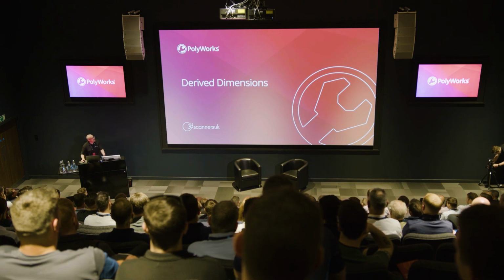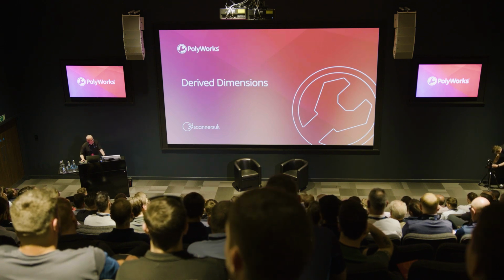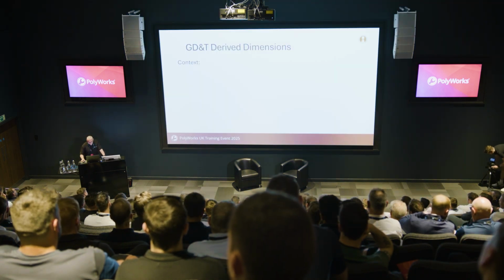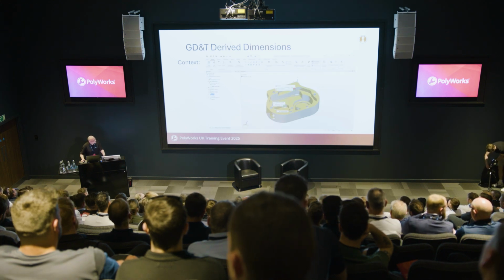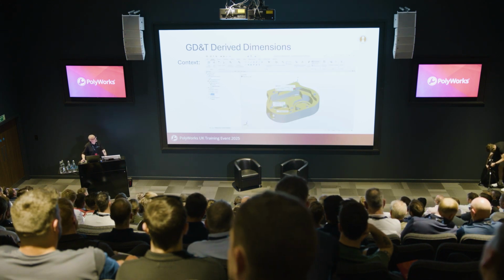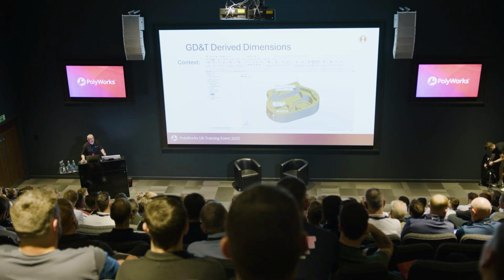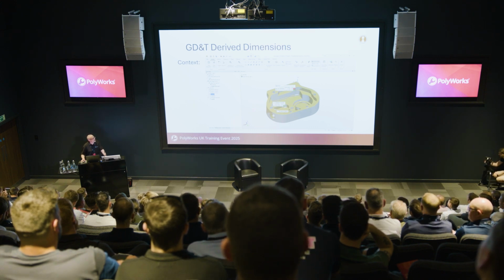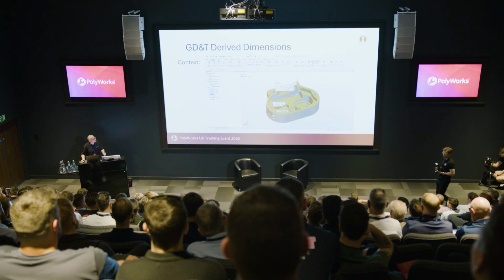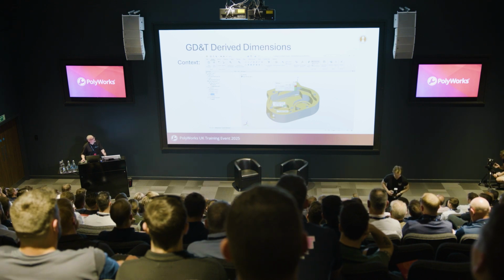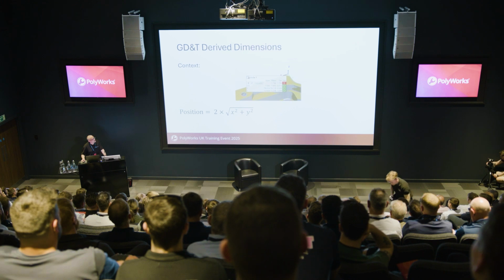The second topic is derived dimensions. So the context of this, quite often in the past, we've seen people use positional tolerance on features. And when these features have failed, they've done a little bit of investigation to say, well, how far out is that feature and where is that feature compared to where I expect it to be? And they look at the X and Y positions of the center point of that feature.